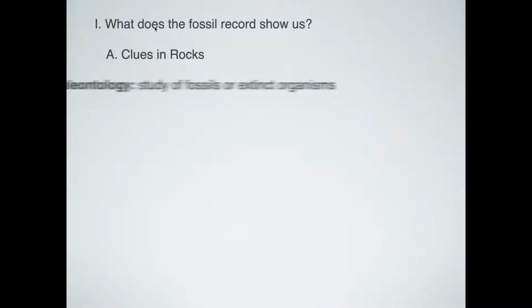We've already talked a little bit about fossils and the fossil record when we were talking about natural selection, and we were talking about evolution. But we haven't really talked about paleontology, and we briefly touched on geology, and that was mostly for continental drift. So paleontology is the study of fossils or extinct organisms.